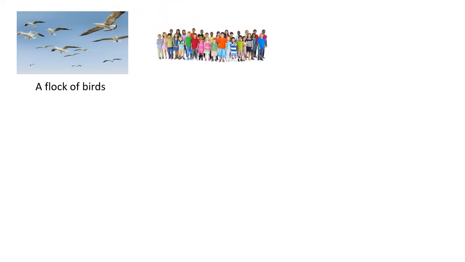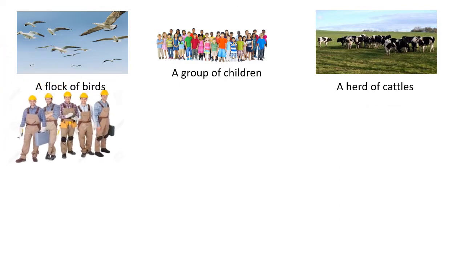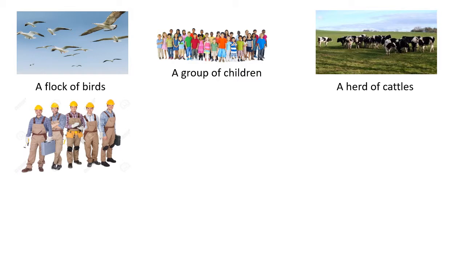Children, in the evening, I walked in the garden. Then I saw a flock of birds, a group of children, a herd of cattle, a team of workers, a line of cloths, a heap of stones, a pot of flowers, a clump of trees, a bunch of or a bouquet of flowers.